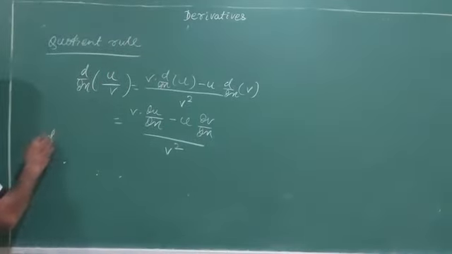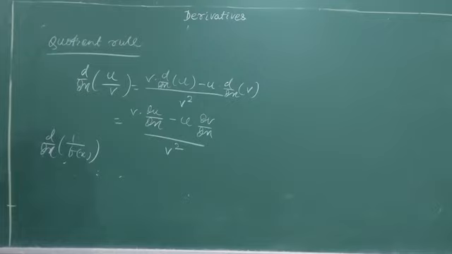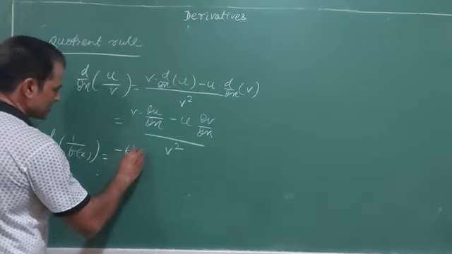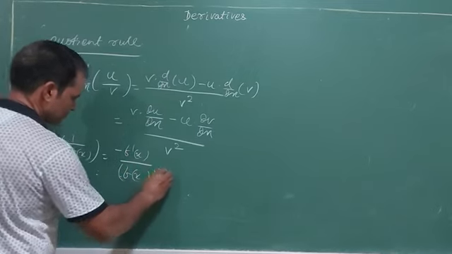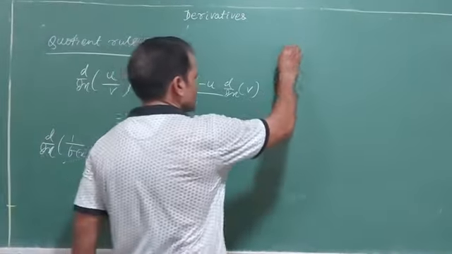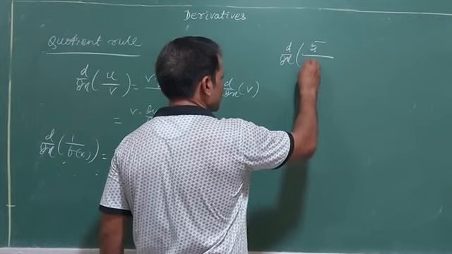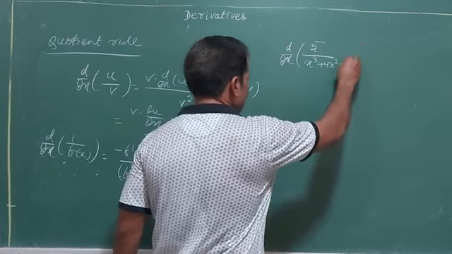Another condition: suppose d by dx is only 1 by f(x). Here also you can apply the quotient rule, but I am directly giving the formula. Remember this one: minus f dash x by f(x) whole square. So if someone gives you d by dx of 5 by x cube plus 4x square plus 3, the derivative.